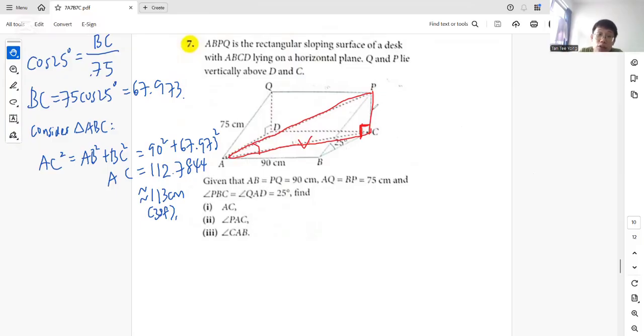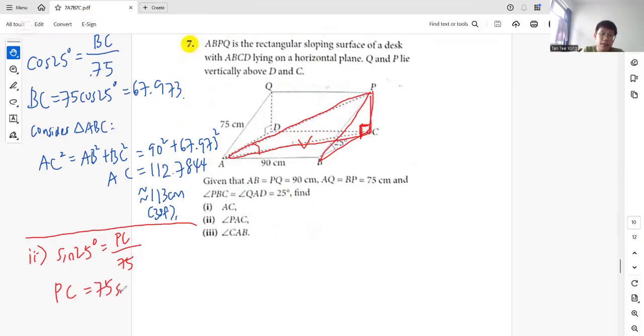So for the height, we have to consider triangle BPC again. To find the height, we can use the same 75 and 25 degrees, but this time it is going to be sine. So for part two, sine 25 degrees equals opposite, which is PC, over hypotenuse, which is 75. So PC equals 75 sine 25 degrees, which will give us 31.696. So that is the height PC.